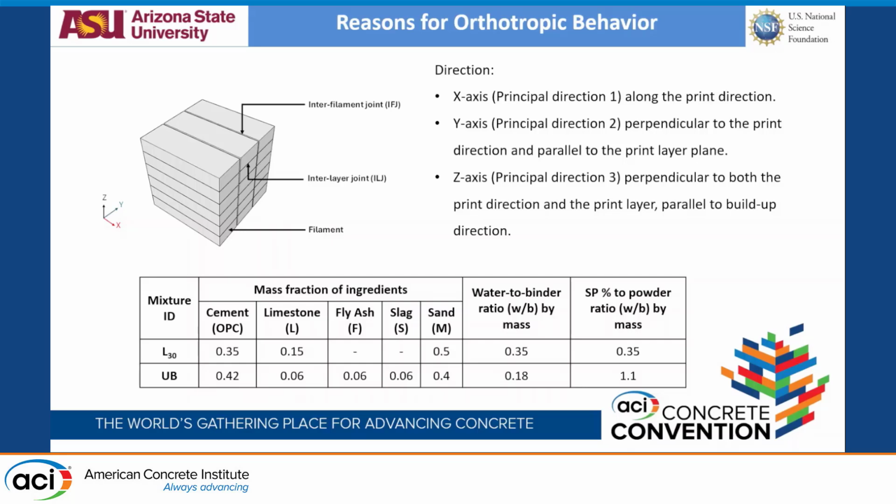I'll talk to you about modeling in terms of two of the mixes. One, as you can see, I call the L30 mix because it's a 30% limestone replacement of cement. And the difference between these two mixes being, this is also a 30% replacement with 10% limestone, 10% fly ash, and 10% slag. But the two major differences are, this is a 50-50 of cement and sand. This is a 60% cement, 40% sand.